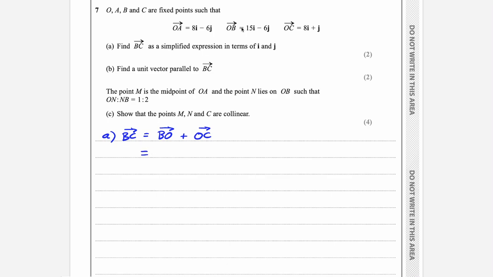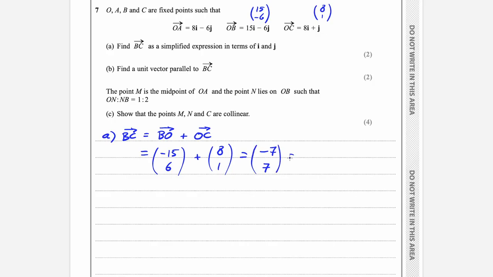BC is BO plus OC. So BO is going to be negative this. So it's going to be negative 15i. Now, guys, I actually prefer to write this as 15, negative 6. And OC is 8, 1. Like this. So BO is negative this. So it's going to be negative 15 and then positive 6. So I changed the sign on both of these because we're in the opposite direction. We're going from B to O and not O to B. Then OC is just 8, 1. And then we add them. So negative 15 plus 8 is negative 7. 6 plus 1 is 7. And our answer is negative 7, 7.